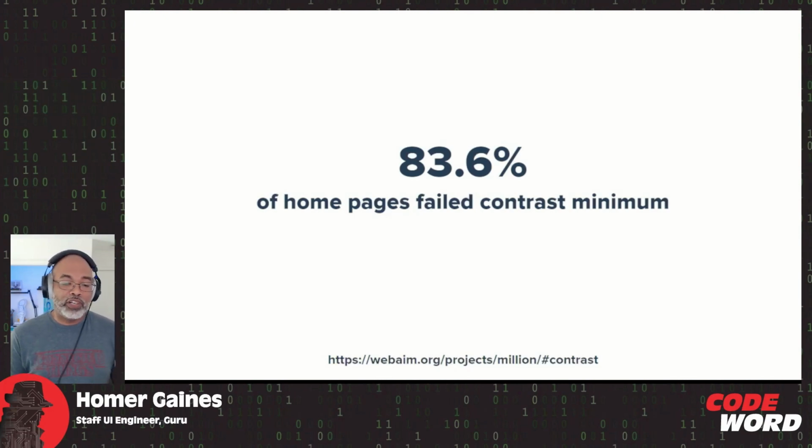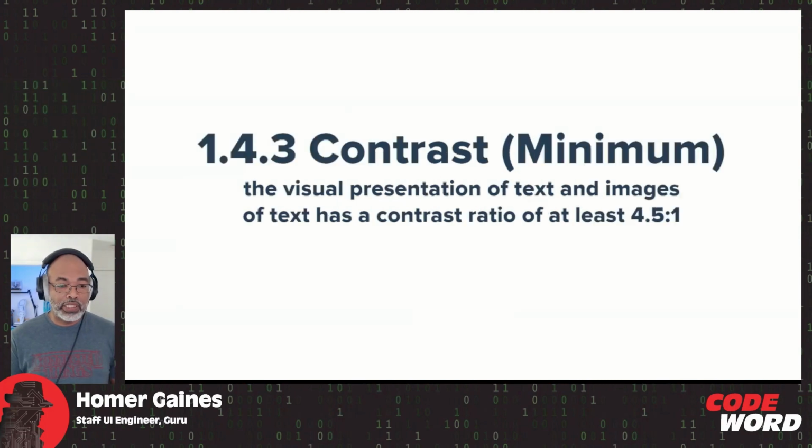Because if our users use our product and they can't detect or perceive or understand any other information that's there, it's pretty much useless to them. So with the contrast minimum, 1.4.3, the visual presentation of text and images of text has to have a contrast ratio of at least 4.5 to 1. This will help ensure that there is that minimum contrast for anyone to be able to perceive it, such as the text that is on my slides right now.